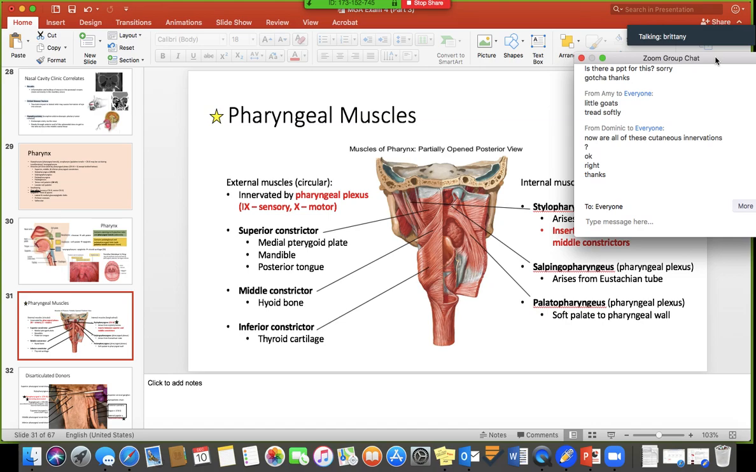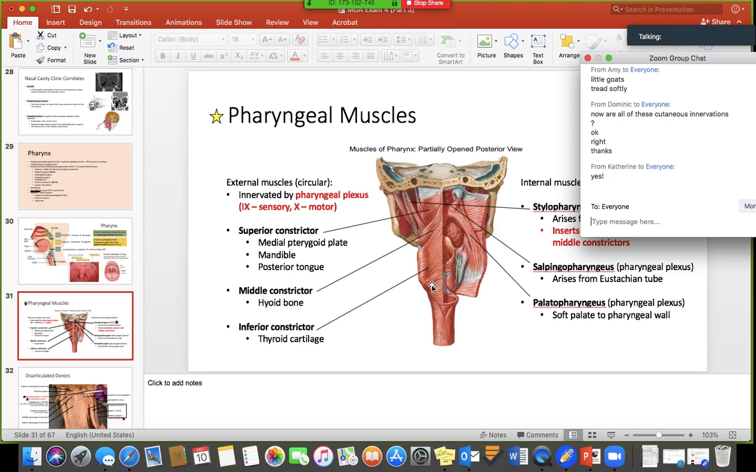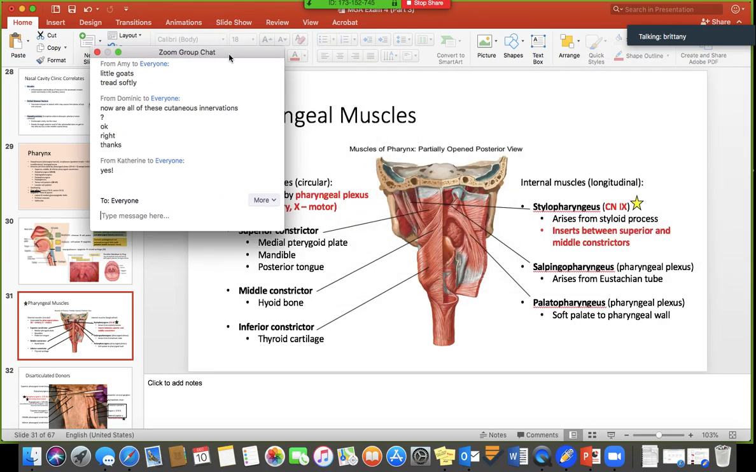So has everyone seen or found the constrictors in lab, or seen a donor that has these constrictors dissected out? Have you seen this view? Yeah, okay. So make sure you study this view. They like to use this view in a disarticulated view. So the way you tell the difference between superior, middle, and inferior constrictor is, let me move this over.